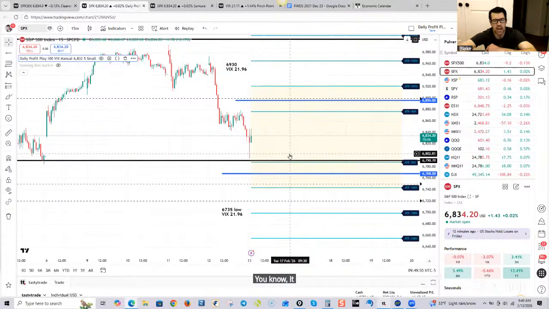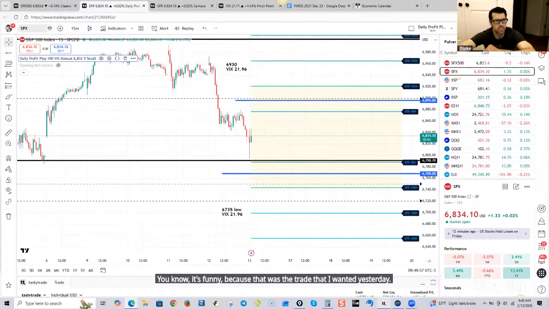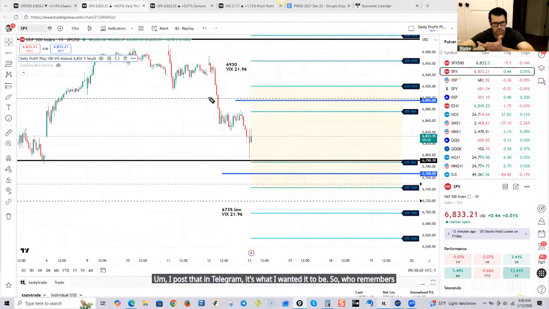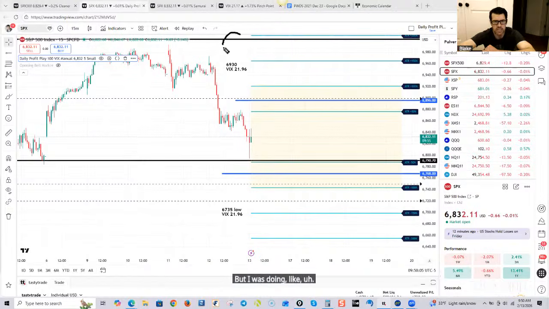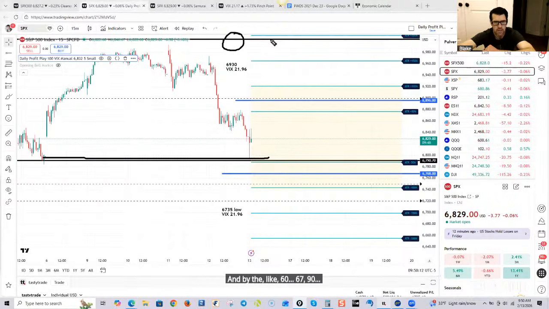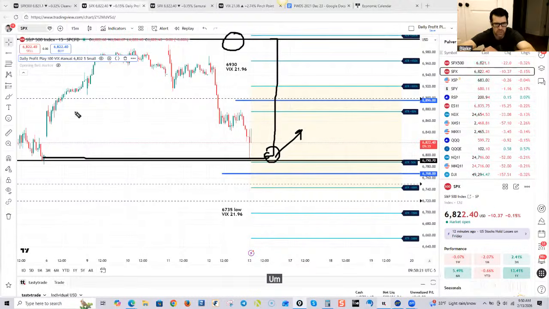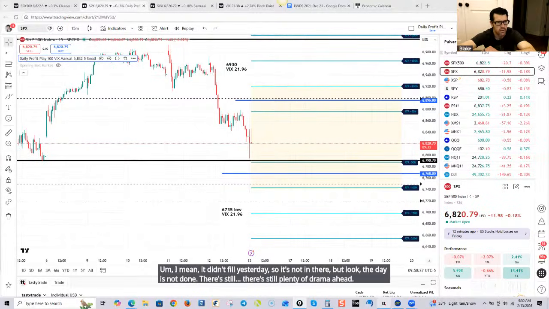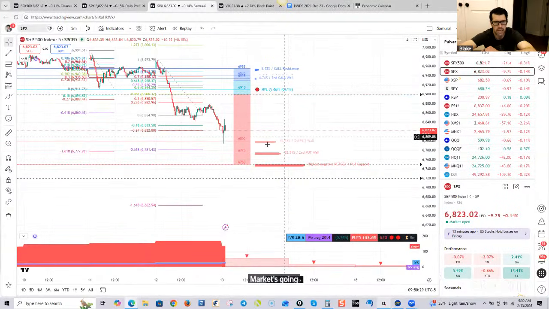It's funny because that was the trade that I wanted yesterday. I posted that in Telegram. So who remembers? It didn't get filled, but I was doing like sell the 7,000s and buy the 67.90. So that's however many points wide. I was going to risk like $100 to $200 to have it be like all profit. It didn't fill yesterday, so it's not in there. But look, the day is not done. There's still plenty of drama ahead. Market's going up and down.